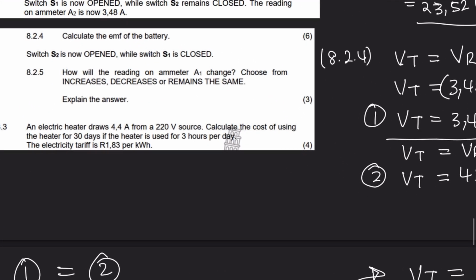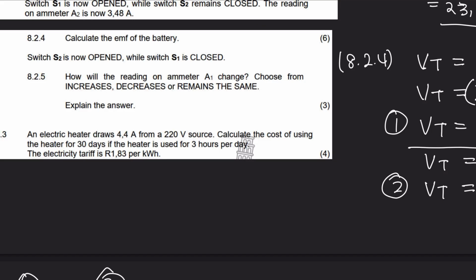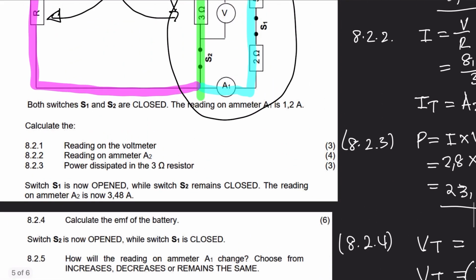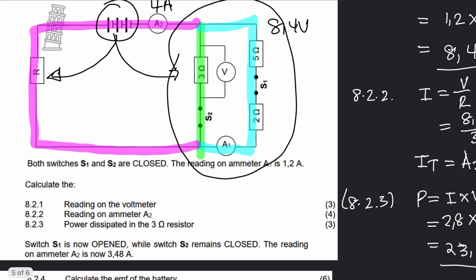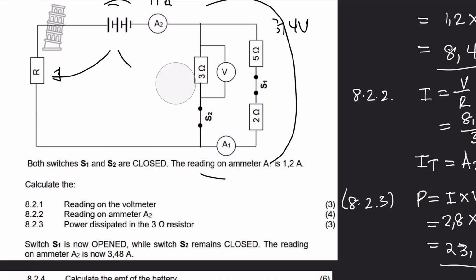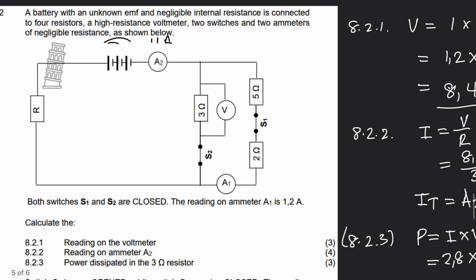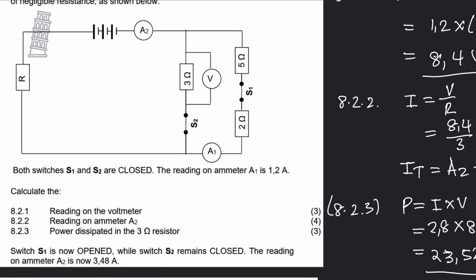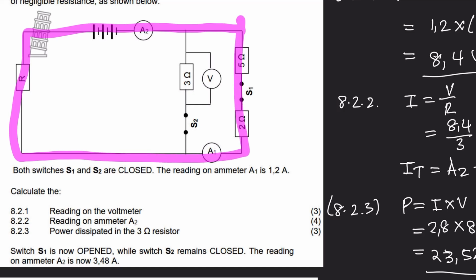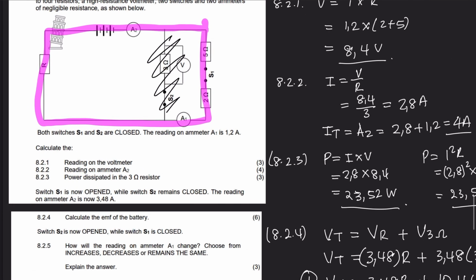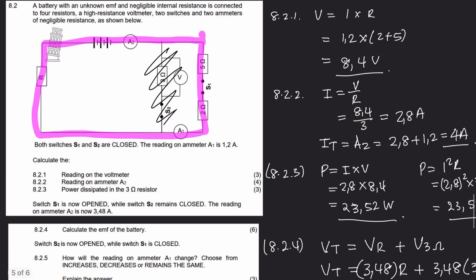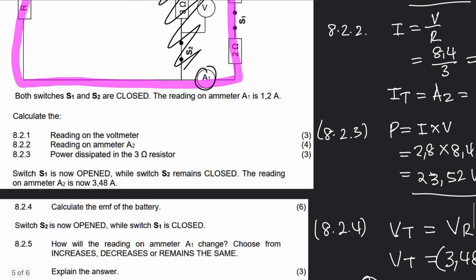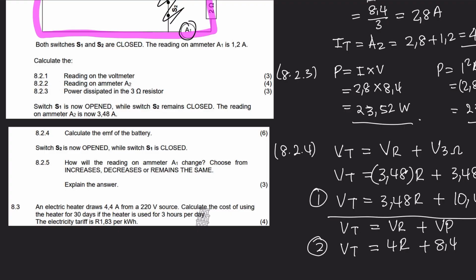Let's move on. Switch S2 is now opened while S1 is closed. Okay, S2 is opened. Let's clear this. Okay, so S2 is open, S1 is closed. This is our circuit. Right, so that's our circuit. They want to know, how will the reading on A1 change? So A1. Choose from increase, decrease, or remain the same.